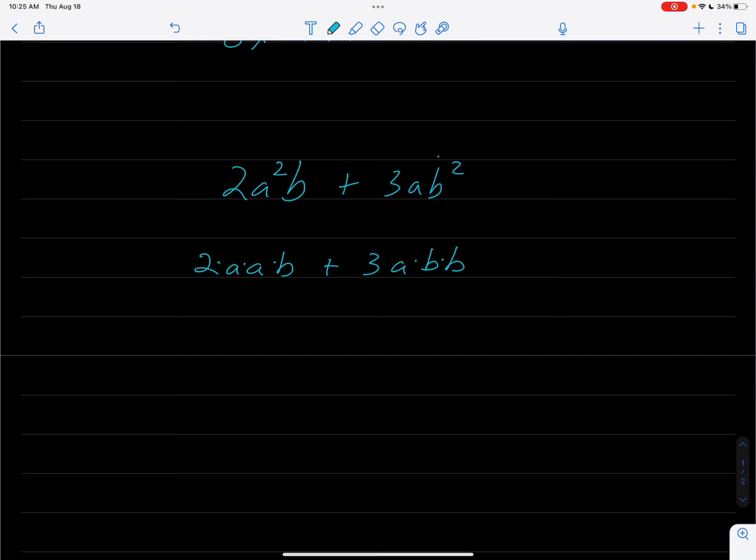You've got to remember that the exponent only affects the thing directly to the left of it. A lot of times students will write a plus b squared and pretend that the whole thing's squared, but in this case, only that is squared. Though if you want to have them both squared, it would have to look like that.